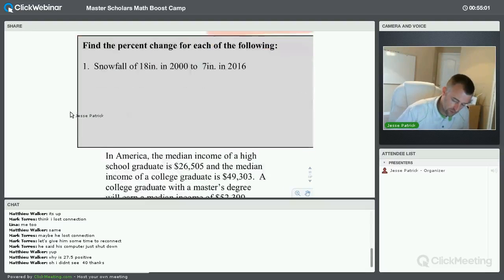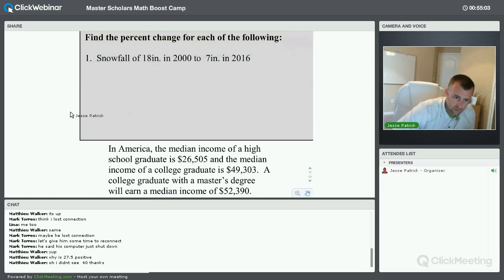Here's an example. We're going to find the percent change. We had snowfall of 18 inches in the year 2000. In the year 2016, we had 7 inches. Now you have to figure out, what am I finding the percent change of? Percent change of the years? No. We're finding percent change of the snowfall. So we have 18 and we have 7. Obviously, you can see this went down. My original number was 18. My new number was 7.